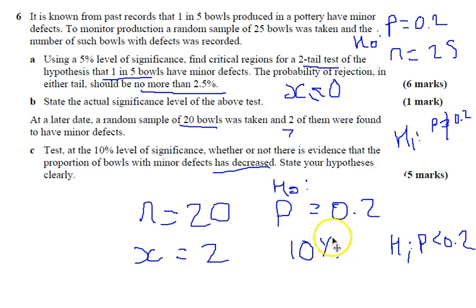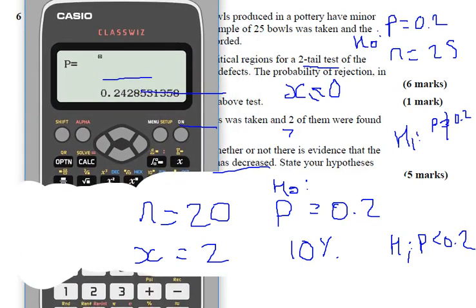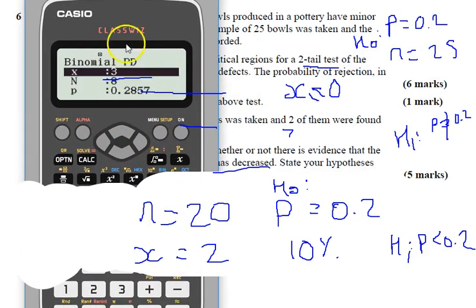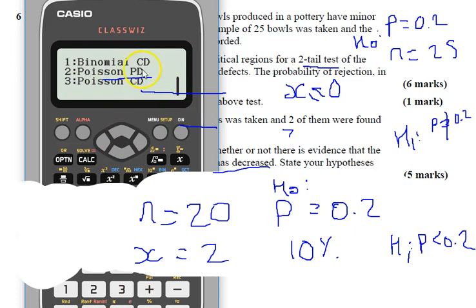I'm going to do this on my calculator. You could look up the table, change it to n equals 20, go down to x is 2 and read it across. In fact, we might do that as well. But let's bring up the calculator. We don't want this one. We want the CD. So we're going to go menu 7. We want the cumulative distribution and a variable. I'm going to type in the values that we've got. So x is going to be 2, n is 20, and we're testing 0.2 as the probability.